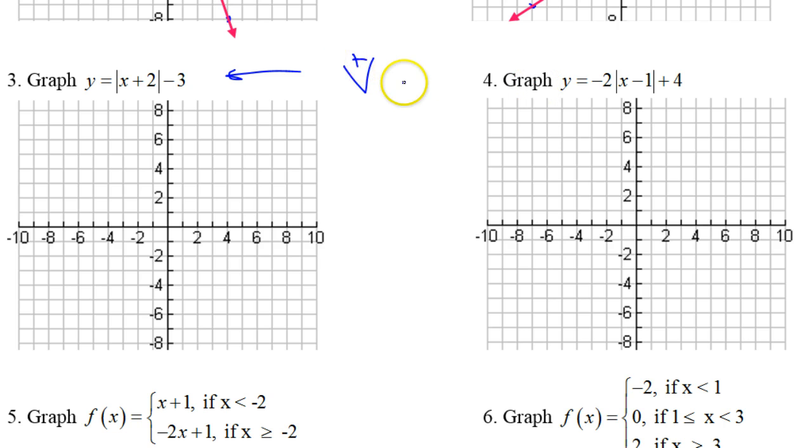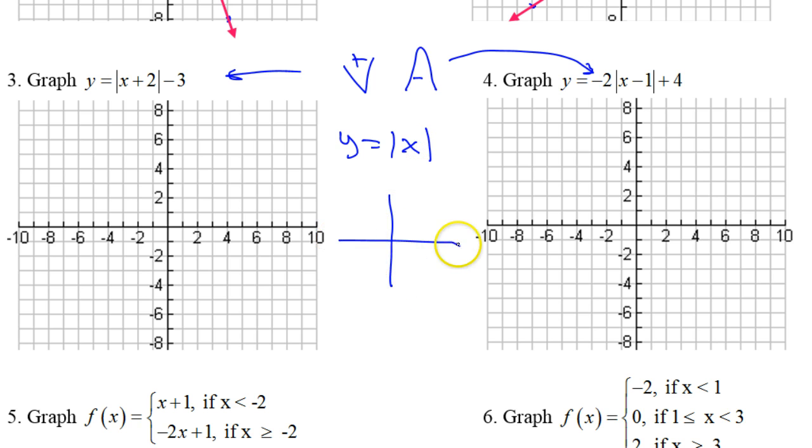Or it will be a downward facing, okay, that's a horrible V. Should I redo that? It will be a downward facing V if it's negative. So see that negative? I know this one will be a downward facing V. Now the parent function y equals absolute value of x sort of looks like this, with its vertex at the origin, and then it forms a V like that.